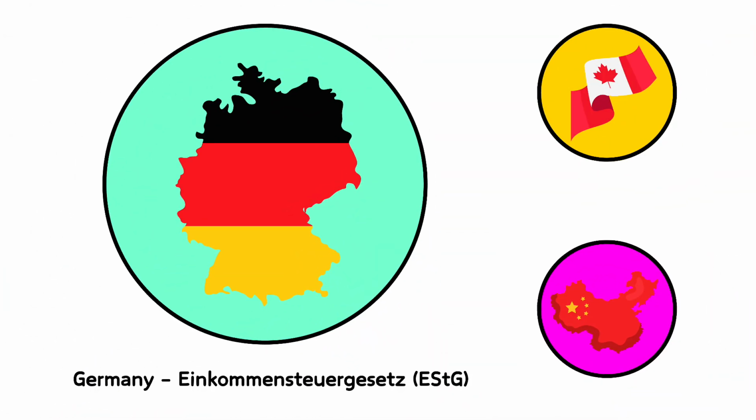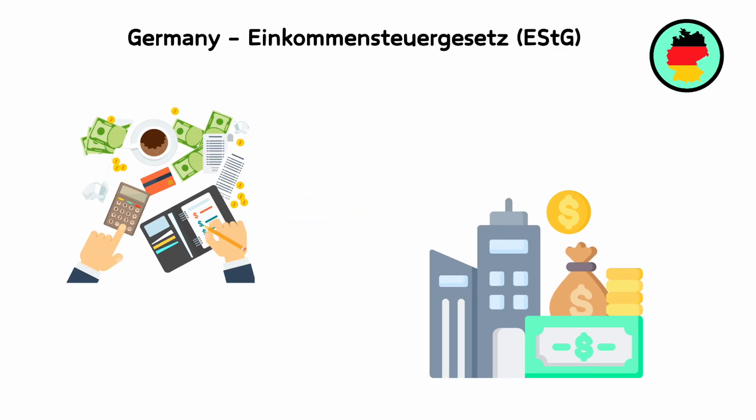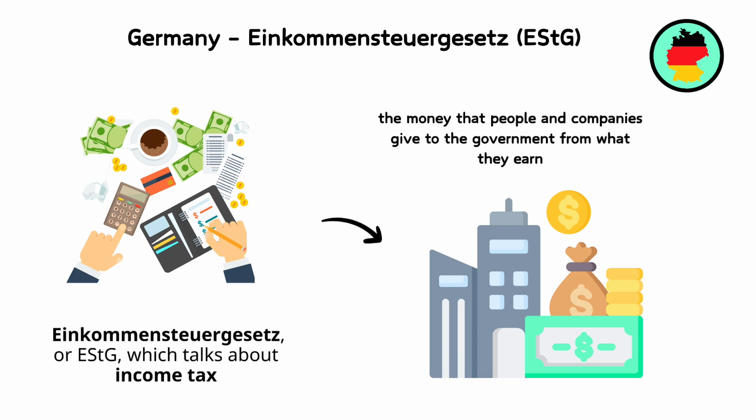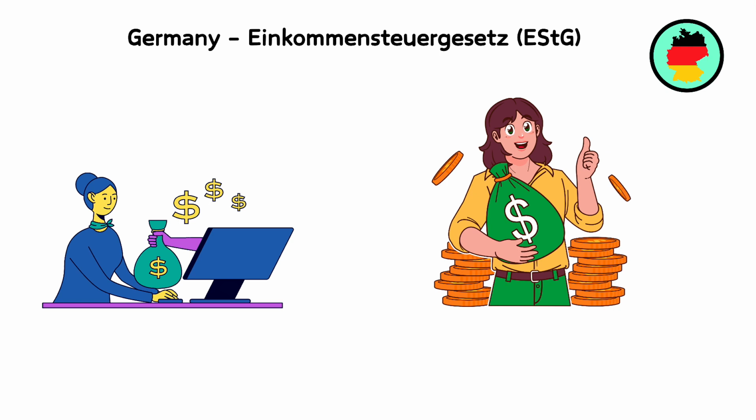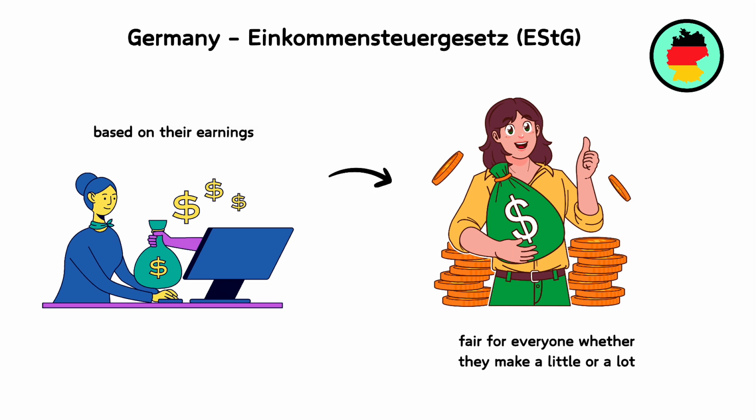Germany, Einkommensteuergesetz, EStG. In Germany, there is a law called the Einkommensteuergesetz, or EStG, which talks about income tax. This is the money that people and companies give to the government from what they earn. The more money you make, the more you might have to pay. This law helps decide how much everyone has to pay based on their earnings, making sure it's fair for everyone, whether they make a little or a lot.